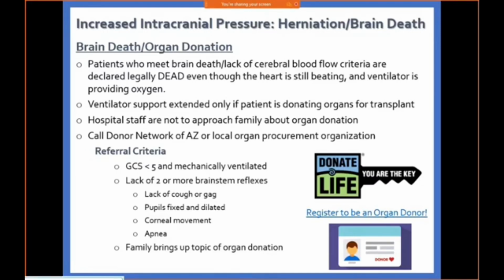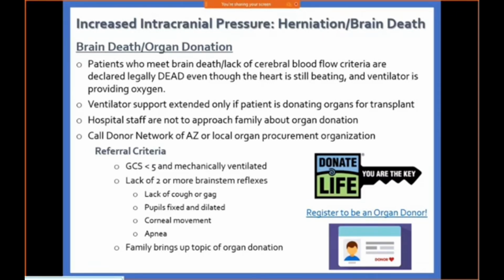So the patient is declared legally dead if they go through the brain death process. Even though the heart may be beating and the ventilator is providing oxygen, this legal death means that if we removed any artificial means of support, you would die naturally, because the only thing providing you with any ventilation and oxygenation to the rest of the body is the ventilator. So if you are declared brain dead, you are legally considered as dead as if you're cardiac dead, and the only reason that you can prolong ventilator support is for organ donation. You're also not supposed to ask families for organ donation.